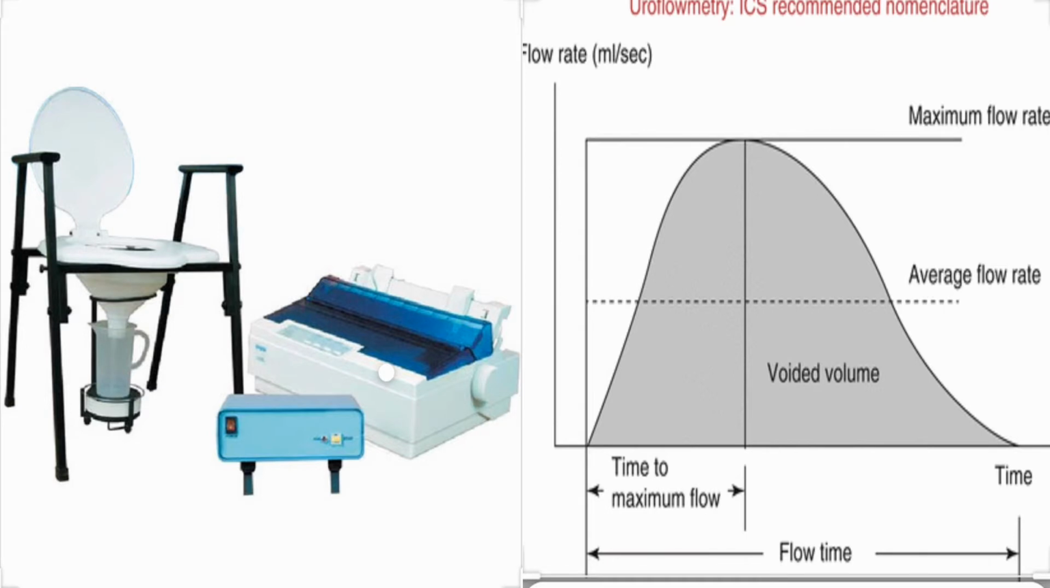Here you see the flow meter. The patient is sitting here and is asked to urinate. We said that we use it in patients who are complaining of urinary difficulties and neuropathies. And this is the chart. There is a transducer which is connected to another instrument. We will have this chart and the parameters used here to assess the condition of the patient.